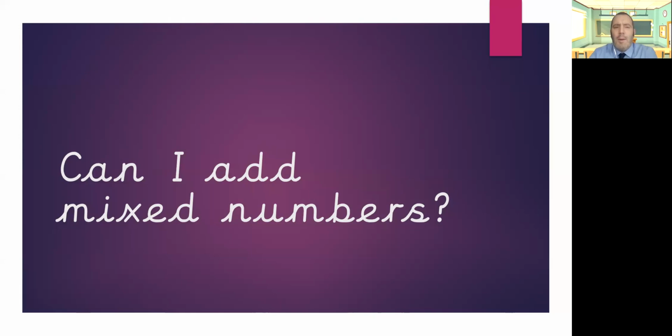So we're going to be looking at adding mixed numbers. Yesterday we went through fractions that added through one. Today we're going to be adding mixed numbers.